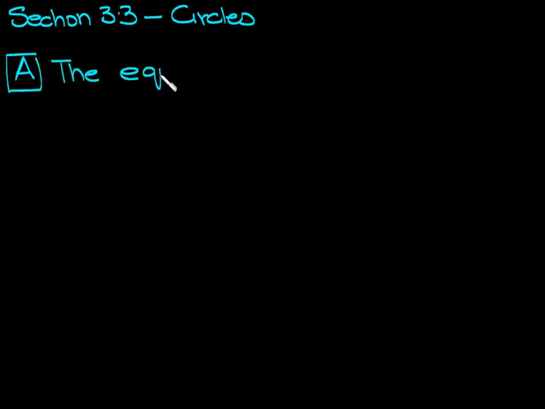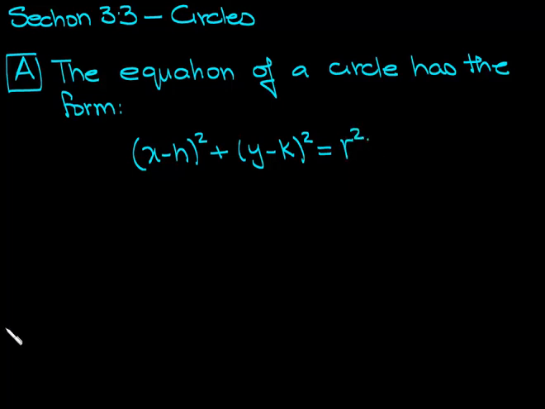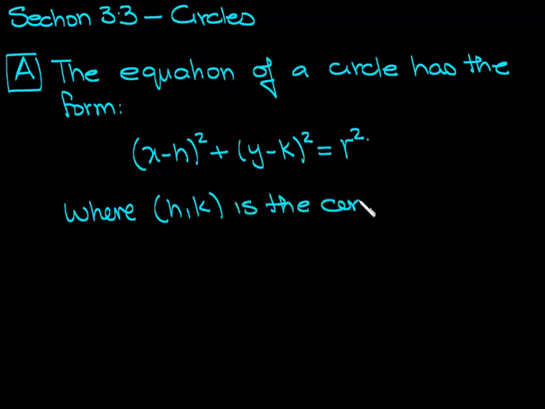The equation of a circle has the form (x - h)² + (y - k)² = r², where (h, k) is the center of the circle and r is the radius.